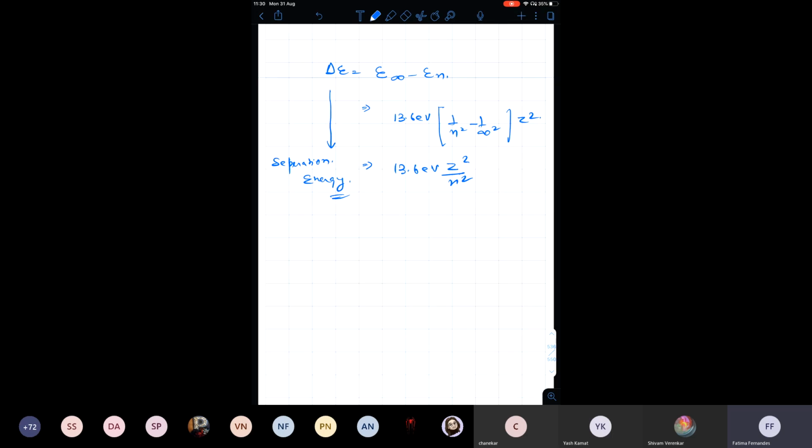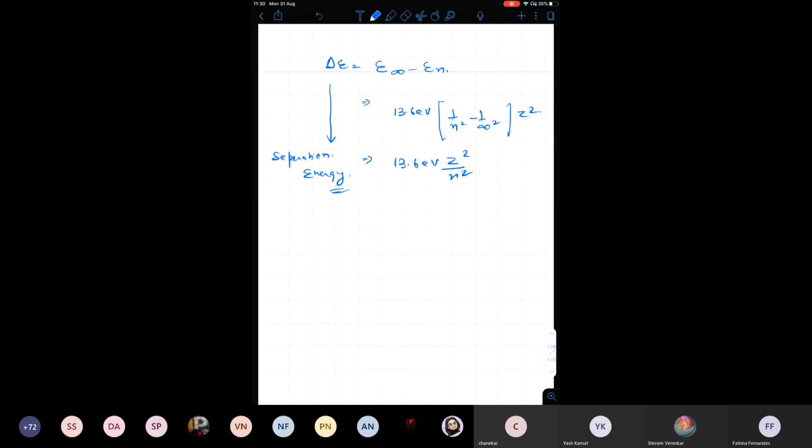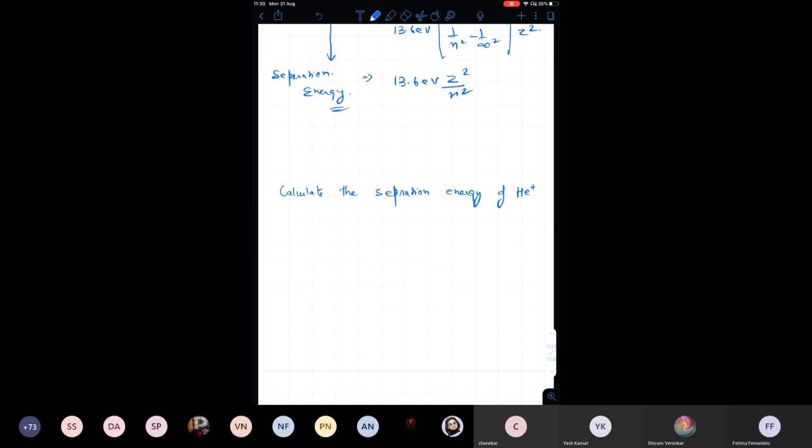Any doubt to anyone in this? No, sir. Calculate the separation energy of helium ion from the second orbit.